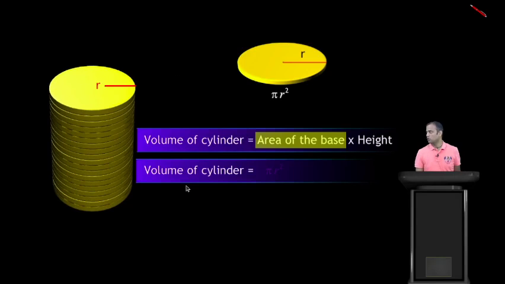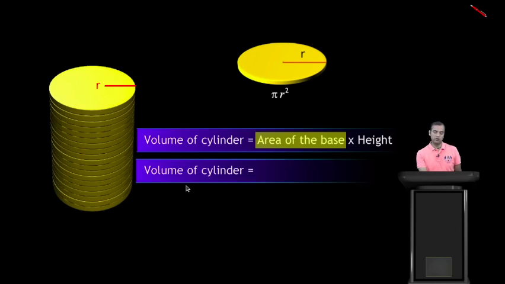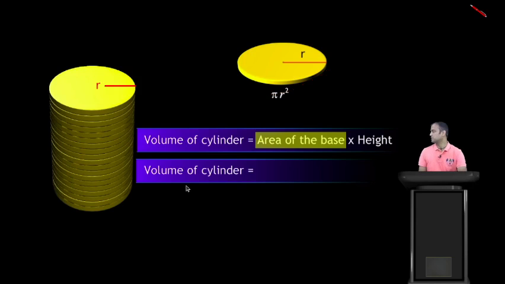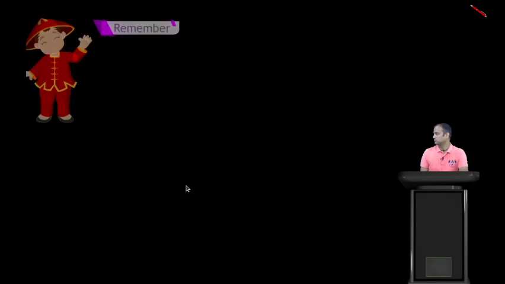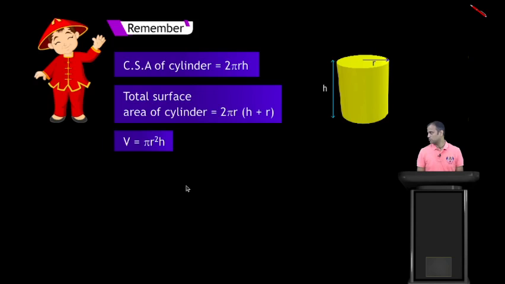Now what is the volume of cylinder? It is area of base into height. So this is the area of base. So this base is in circular form, and we know the area of base is pi r square. So from here we get pi r square into h. Okay, so here you have to remember what is the CSA of cylinder? It is 2 pi rh, and what is the total surface area TSA? It is 2 pi r into r plus h, and the volume is pi r square h.